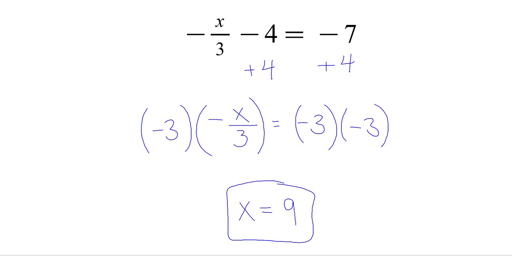And that's the process for solving your two-step linear equations. First, get rid of what's least attached to the variable, but still on the same side of the equal sign. And then second, get rid of what's attached to it. And the first step will be done with addition or subtraction, and the second step will be done with multiplication or division.